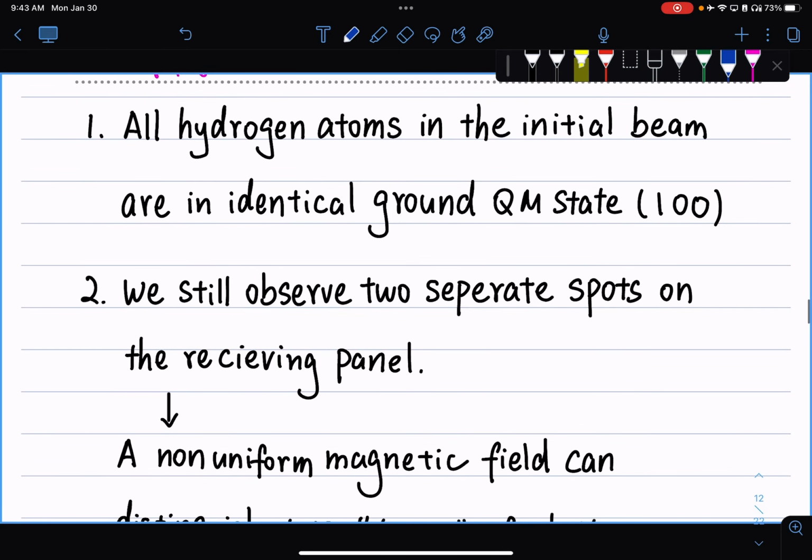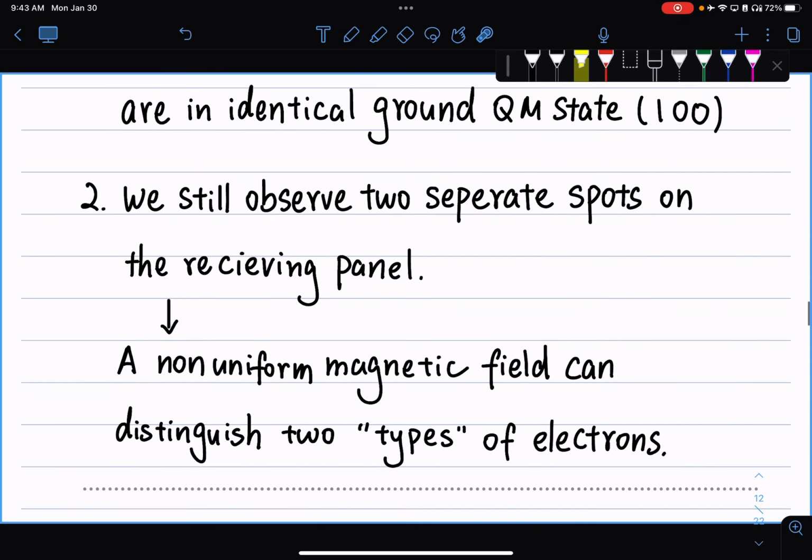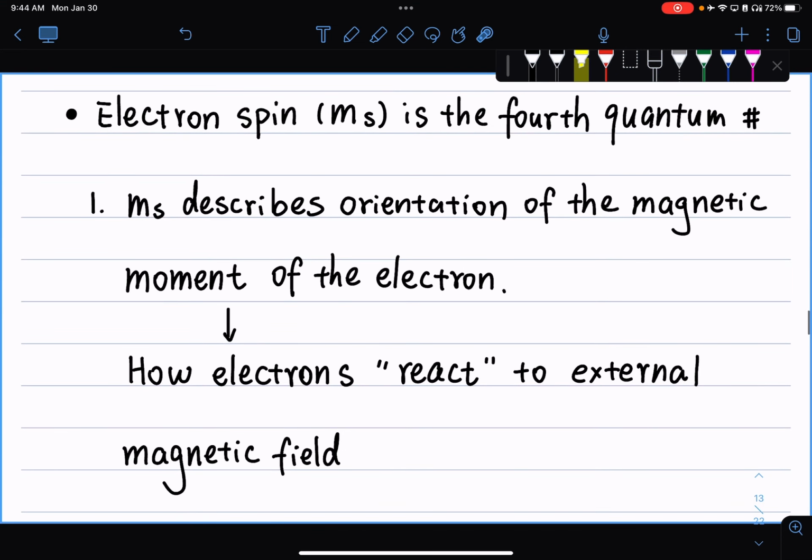So what we mean is, start here, right? All hydrogen atoms in the initial beam are in an identical ground state. But we still observe two separate spots on the receiving panel. So what it means is the non-uniform magnetic field distinguishes two different types of electrons. So that's why we need a fourth quantum number, which is electron spin.